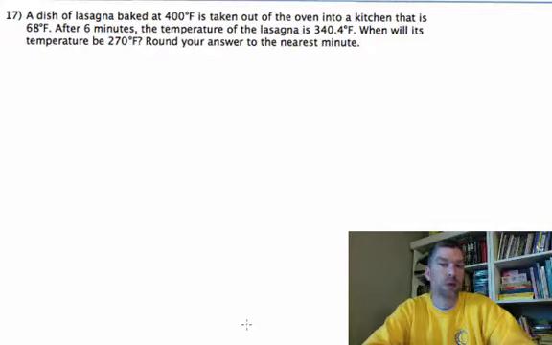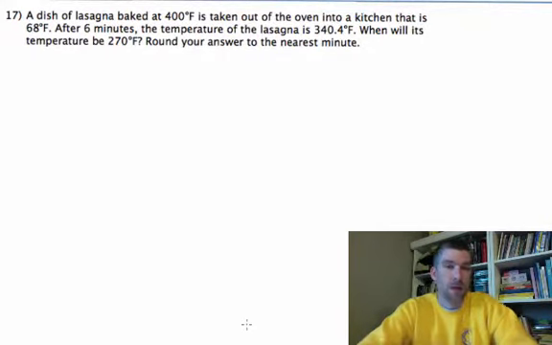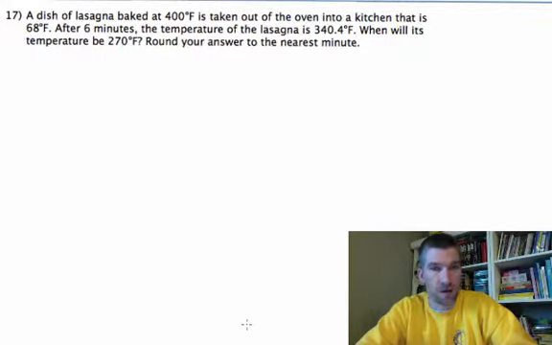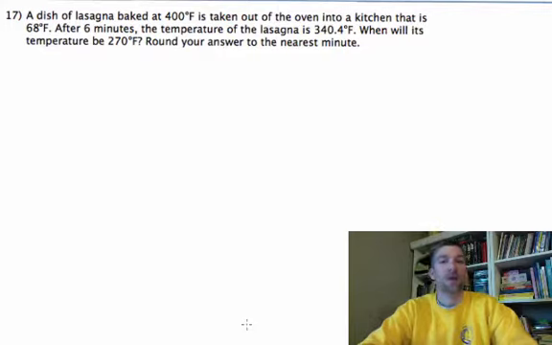Newton's law of cooling. A dish of lasagna baked at 400 degrees Fahrenheit is taken out of the oven into a kitchen that is 68 degrees Fahrenheit. After 6 minutes, the temperature of the lasagna is 340.4 degrees Fahrenheit. When will its temperature be 270 degrees Fahrenheit? Round your answer to the nearest minute.